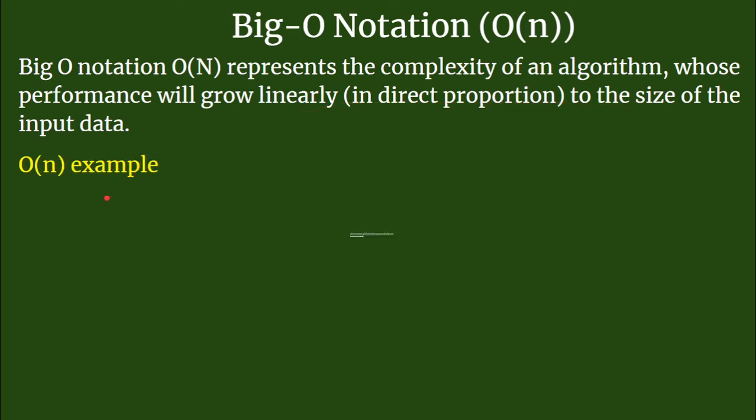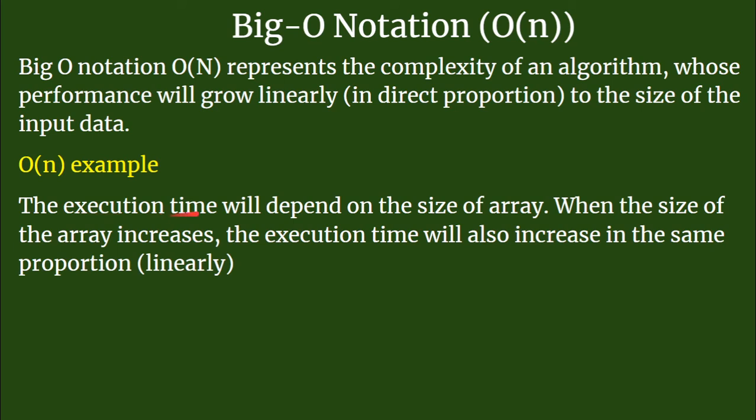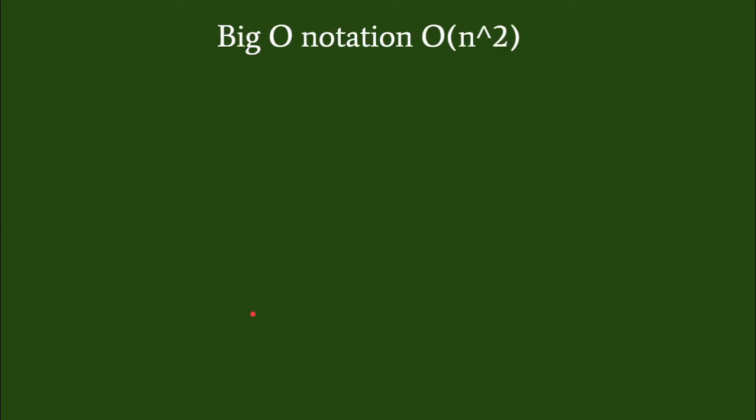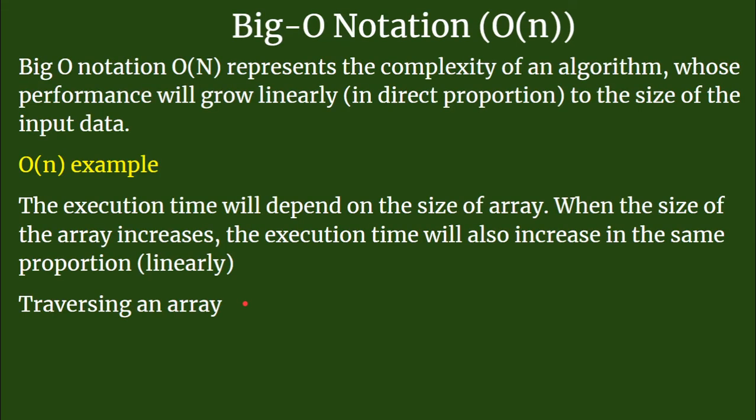Let us see an example here. The execution time will depend upon the size of the array. When the size of the array increases, the execution time will also increase in the same proportion, linearly. So the example is traversing an array. That means visiting each element of the array is traversing. So if there are n elements in the array, it will take n as the time complexity, that is the linear proportion, which is the example for traversing a one-dimensional array.